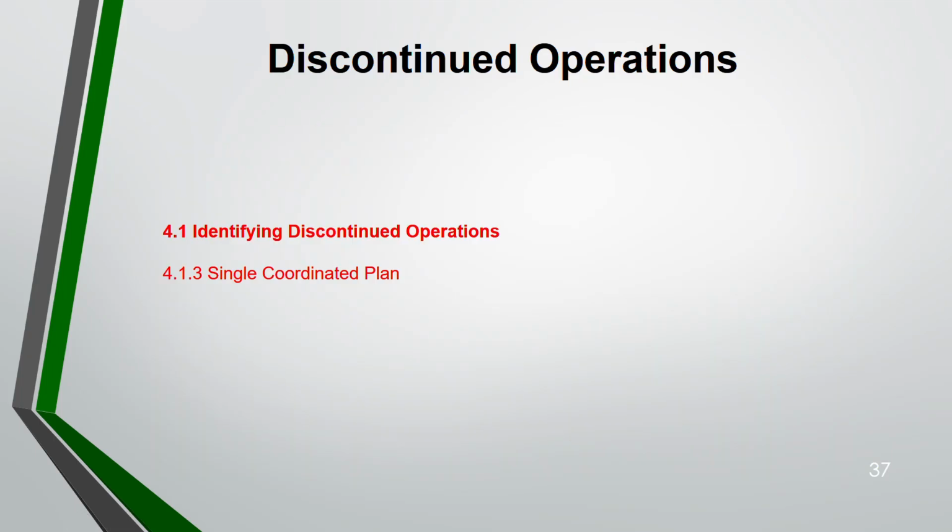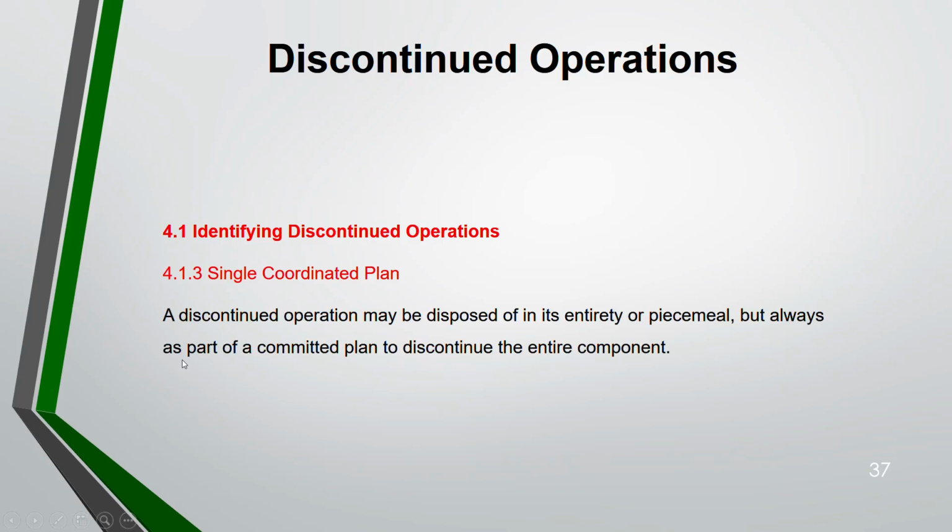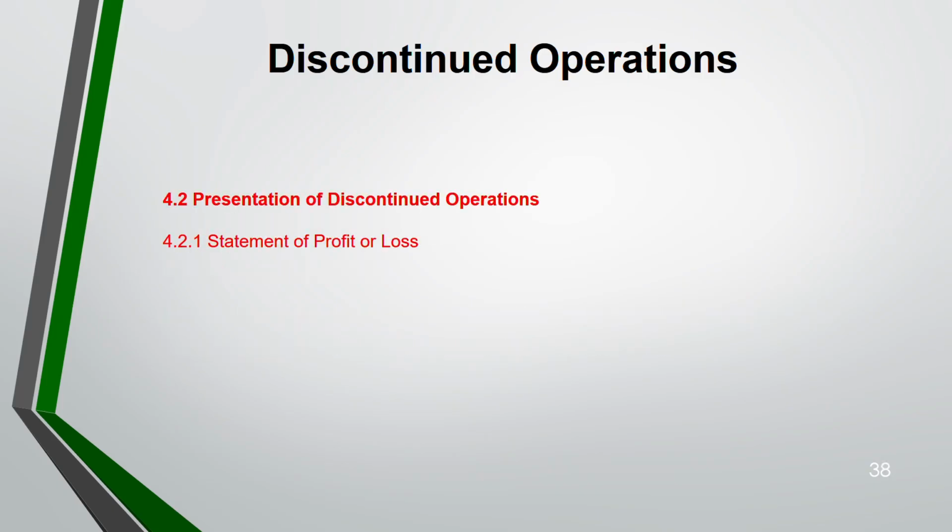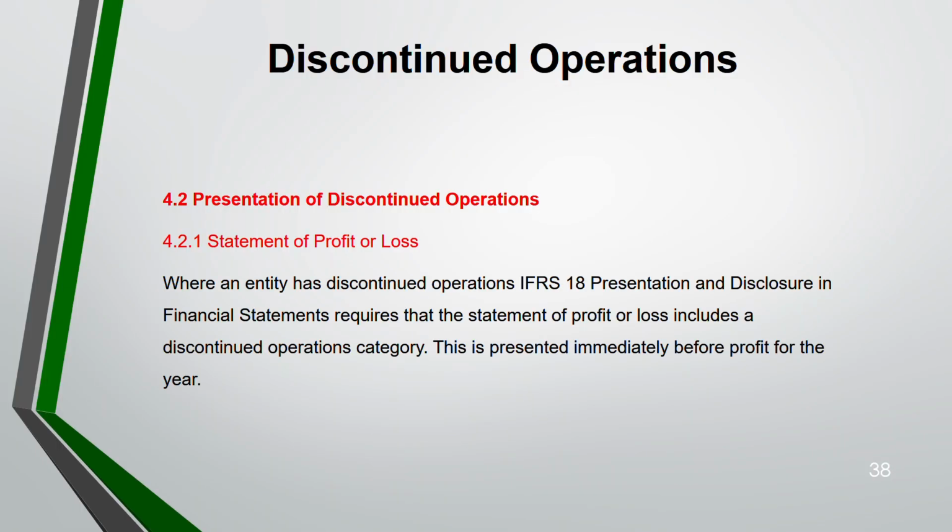Identifying a discontinued operation. The next one is single coordinated plan. A discontinued operation may be disposed of as a whole or piecemeal, but always as part of a committed plan to discontinue the entire component. Now, presentation of the discontinued operation. So in your statement of profit and loss, how will a discontinued operation look? When an entity has a discontinued operation, IFRS 18 requires that your statement of profit and loss include a discontinued operation category. This is presented immediately before the profit for the year.